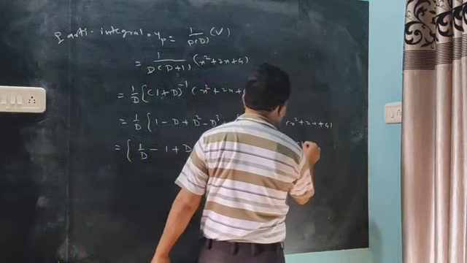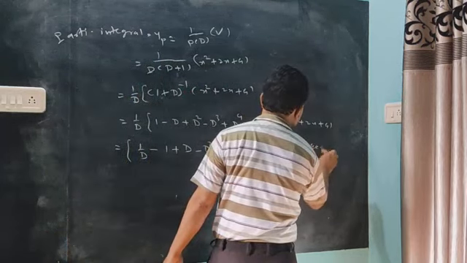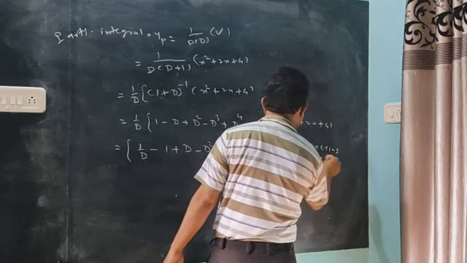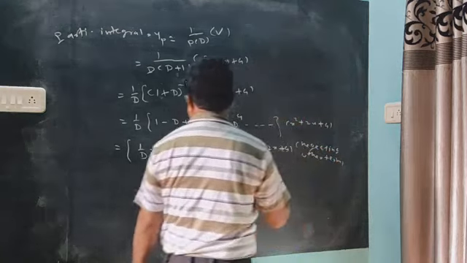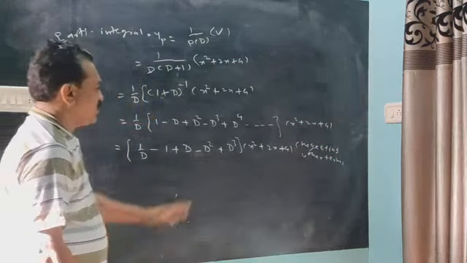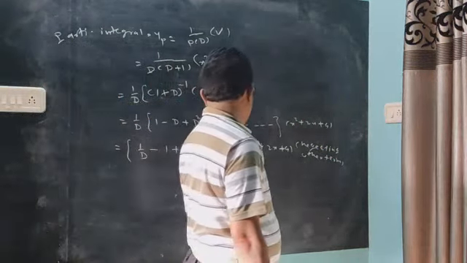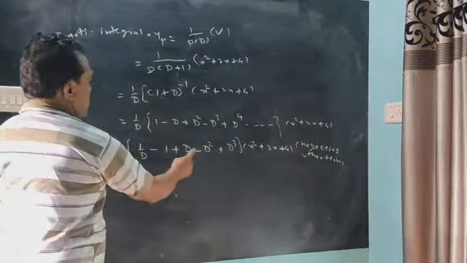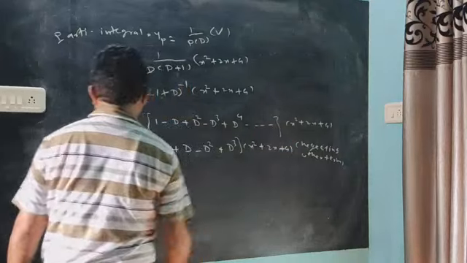Neglecting other terms. So, what's the question? It's only to the power 2. D means derivative. D means derivative. So the third derivative of this is 0.